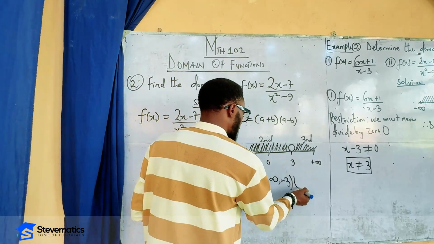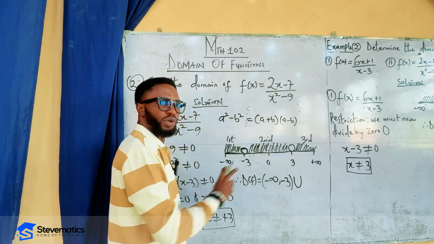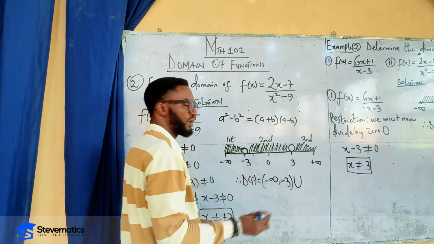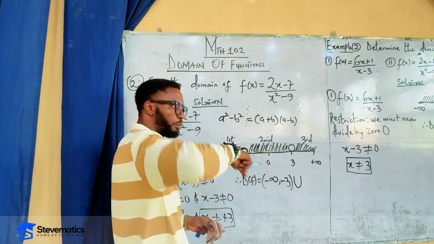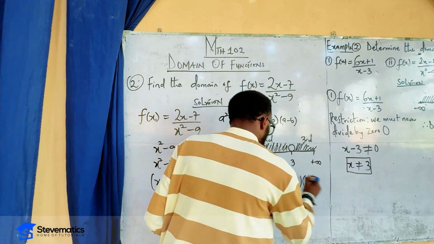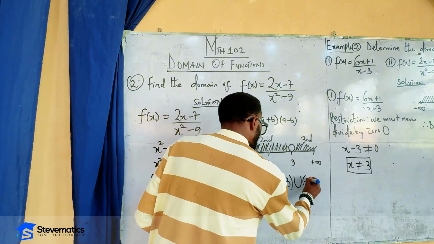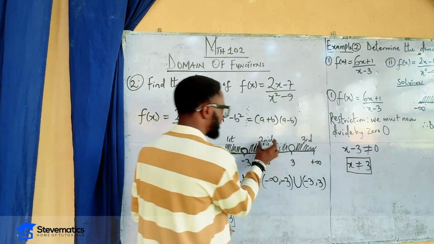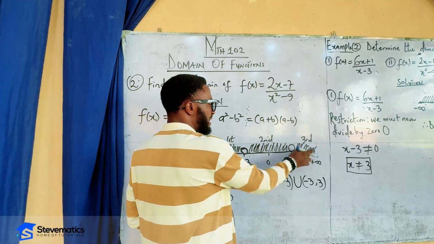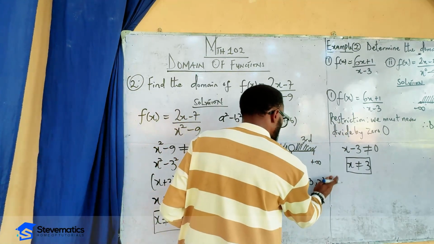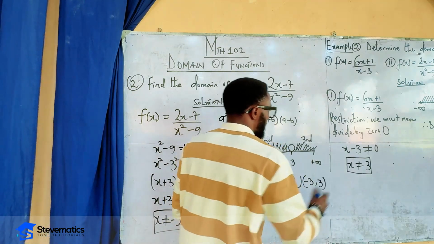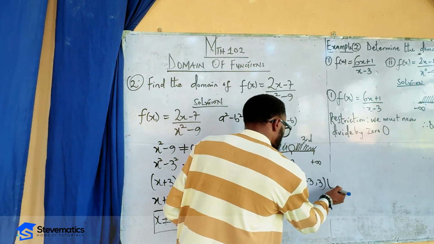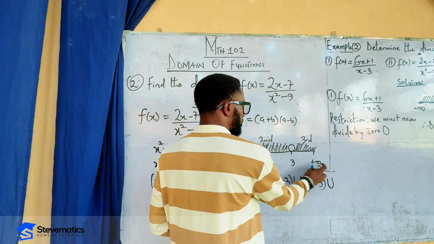Union the second interval. What's the second interval? Negative 3 to 3. What kind of interval do we use? Open interval notation. Look at this. Negative 3 down to what point? 3. That's the second interval. Then the third interval, union 3 to positive infinity.